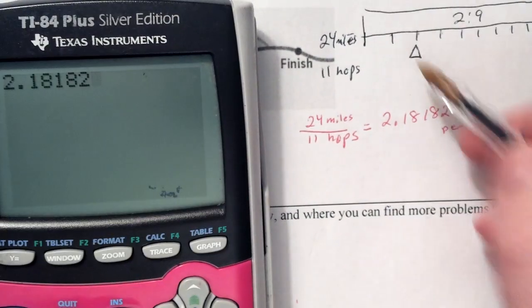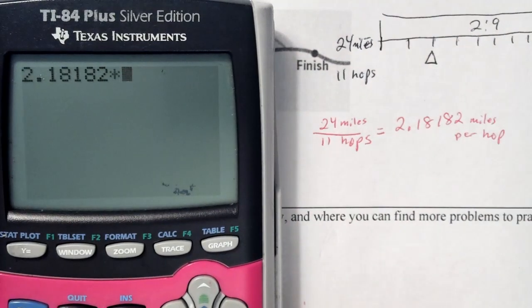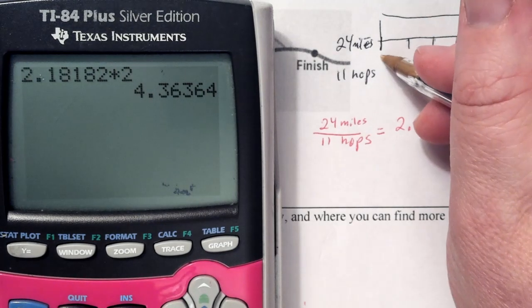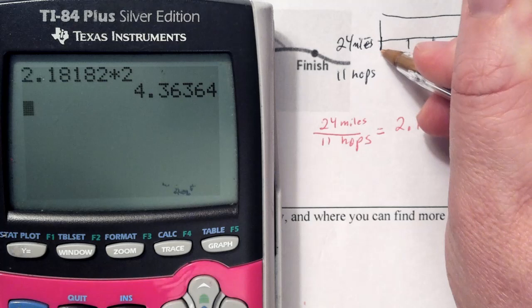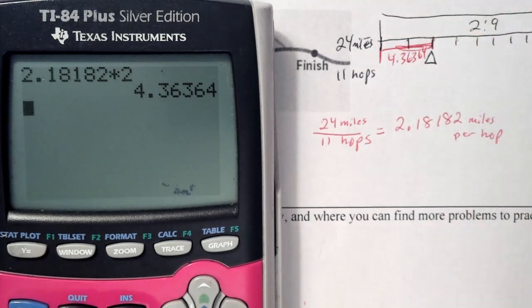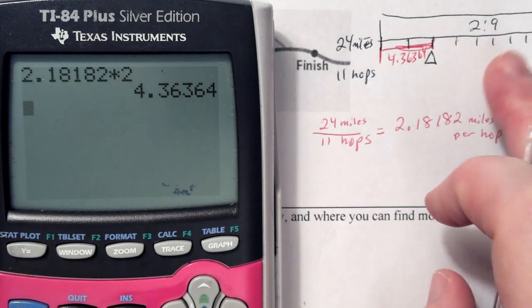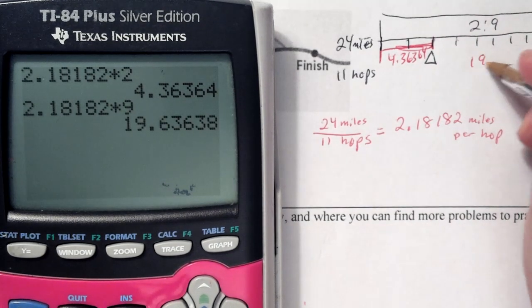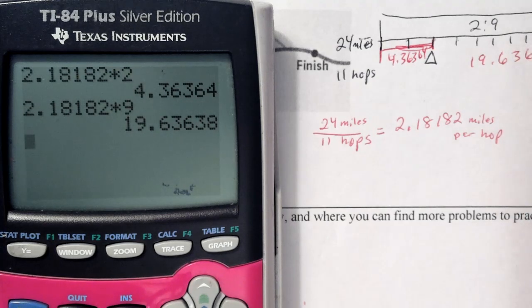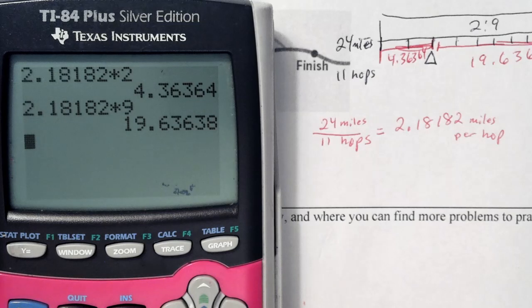Okay, so this was 2 hops. So multiply by 2. So this distance from here to here is 4.36364, right? From here to here. Now I could subtract from 24 to get this, or I could do the same thing and then 9 hops. That would be 19.63638 from here to here. Or I could have done the 24 minus that number. Would I have gotten the same number?